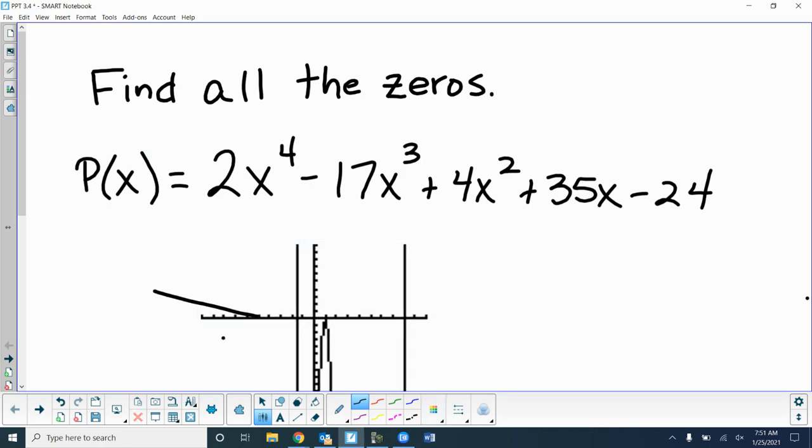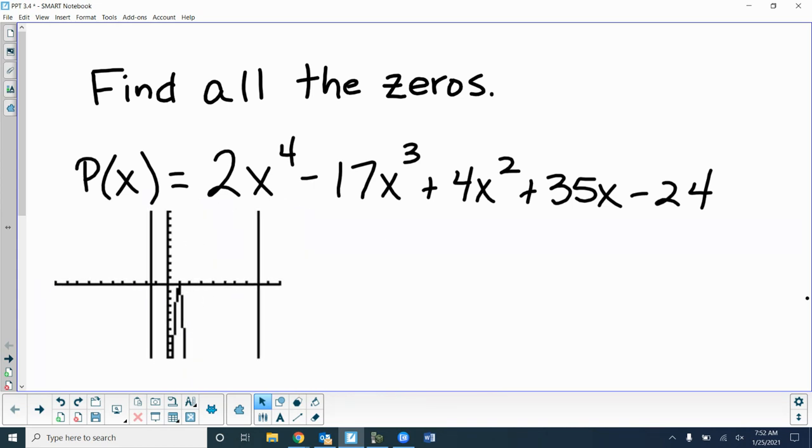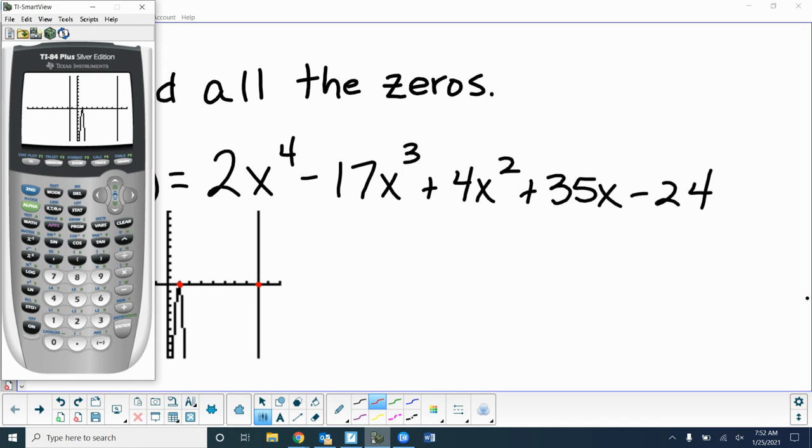Remember, we're looking for our zeros. That point looks like a 1, and this one, 1, 2, 3, 4, 5, 6, 7, that looks like 8. That looks like 1. That looks like maybe negative 1.5. Okay? But I'm going to go to my table in my calculator to make sure I'm right on what I'm thinking. All right? How do I get the table again?